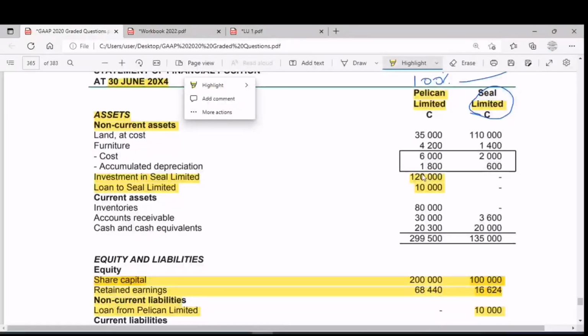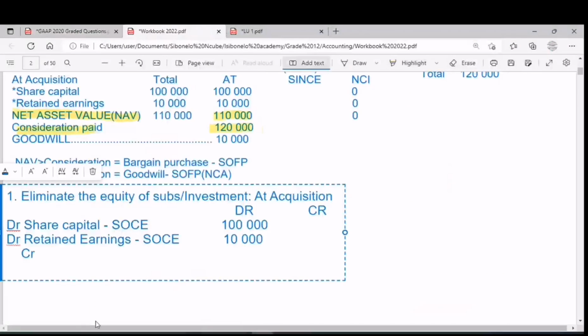So the investment made in Seal Limited under non-current assets must be eliminated. So the investment is an asset. So if you eliminate the asset, you credit your assets. So you credit the investment. Investment affects the statement of financial position. So how much was the investment by the parent? 120,000.